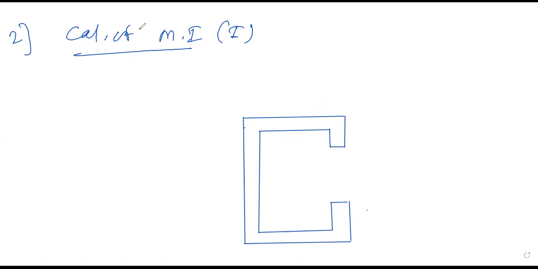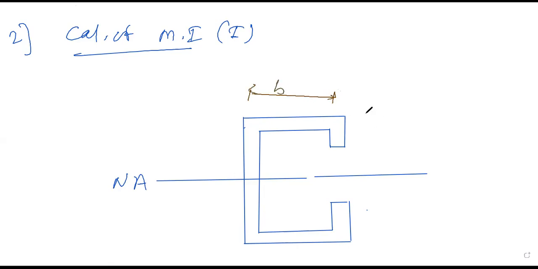Okay, the neutral axis will be like this. So we have taken the dimensions, the dimensions are given. Center to center is your B, this is your H1, this is your H1 also, total is your H.